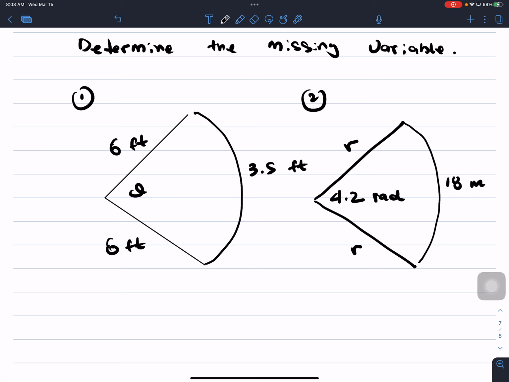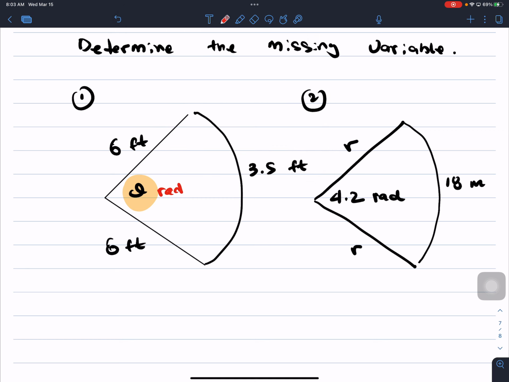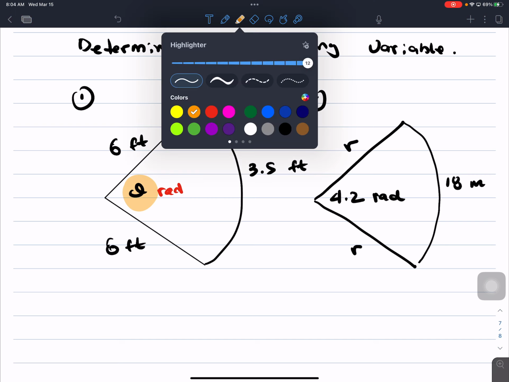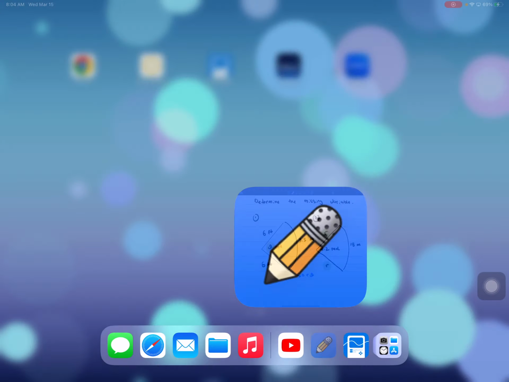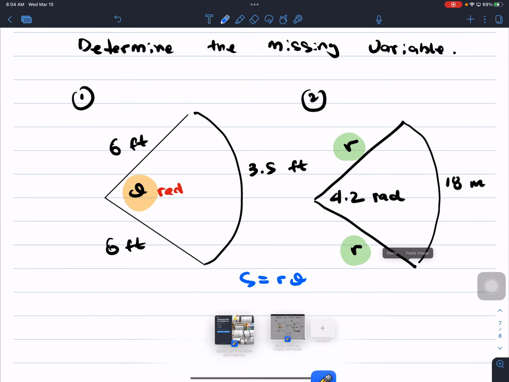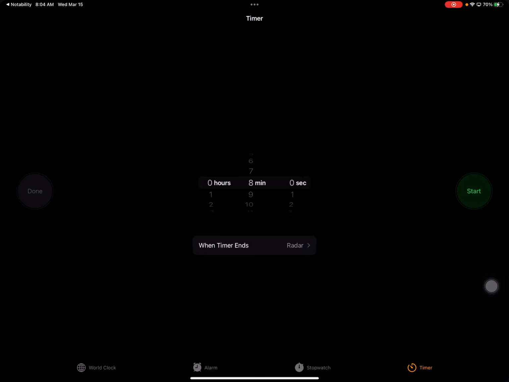So what do you guys think is missing in that first question? Theta, and you want to give theta in terms of what? Radians. What's missing in the next question? Radius. Okay, good. Where do you guys start with? S is our theta. Theta has to be in radians. So I'm going to give you guys some time here to find the missing variables. Let's get out the clock. I'll bring it back, but we need the clock, okay? Where's our clock? We're going to give you guys a little bit of time.